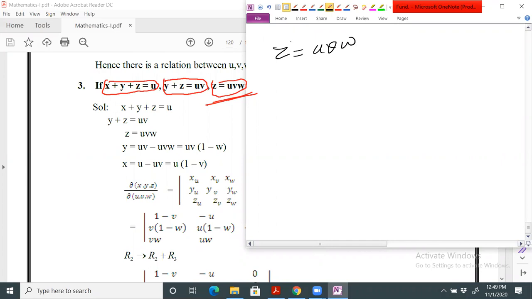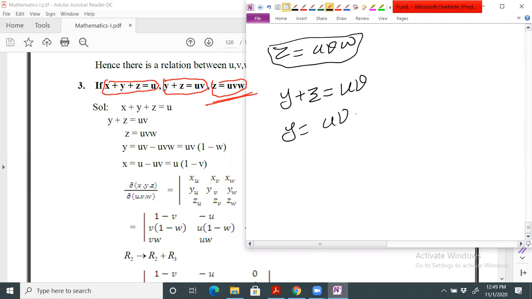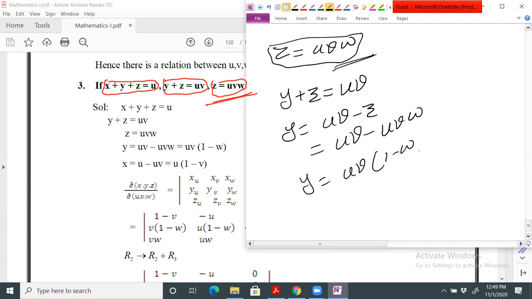This is a product. Now what I'll do is take y plus z from the second equation. I'll take y plus z is equal to uv. From this, can I write y is equal to uv minus z? I'll replace z, uv minus uvw. Z is nothing but uvw. Fix it. So we are getting y is equal to, can I take uv common? uv, if I take common, 1 minus w. This is y.